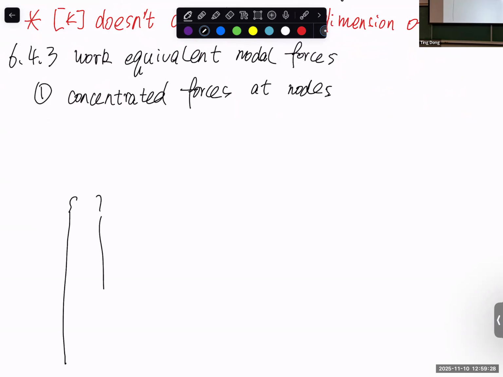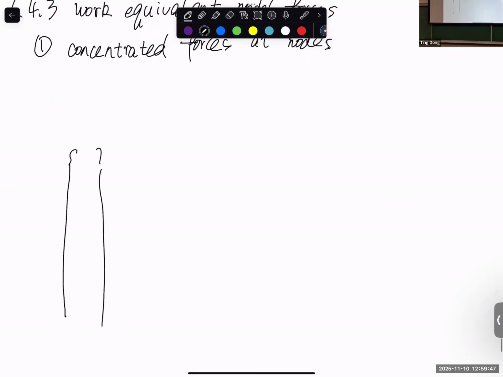Since it's the Q4 element, we would expect that the F vector should be a vector with 8 components, right? F1 in the x direction, y direction, and node 2 x direction, y direction, 3 x direction, y direction, and 4 x direction, y direction. So if it's concentrated force, we can simply write node 1 in x direction, 1 in y direction, 2x, 2y, 3x, 3y, 4x, 4y, if it's concentrated force applied at nodes.